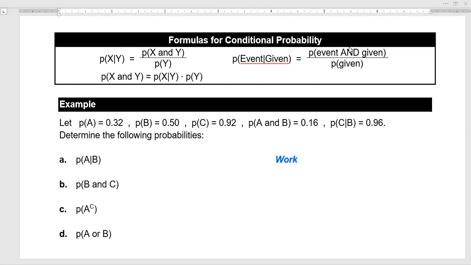Also, remember that an and probability doesn't mean take the probability of the event and the probability of the given and add them up. It doesn't mean that. An and probability is its own single value, a single number.